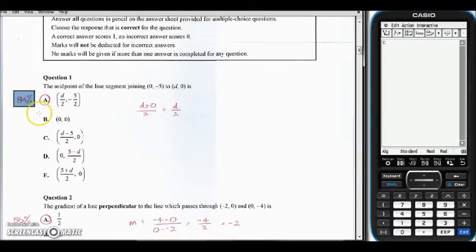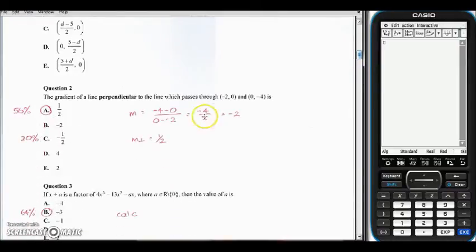Again, I've put the percentages here of the people that got it right, where if it's interesting, I'll show you some common incorrect answers. Alright, like in this one. We've got the gradient of a line perpendicular to the line which passes through (-2, 0) and (0, -4). So the gradient of this line would be -2, so the perpendicular line would be 1/2. So turn it upside down and get rid of the negative, gives you 1/2, which is A. You'll see a lot of people thought that it was C.